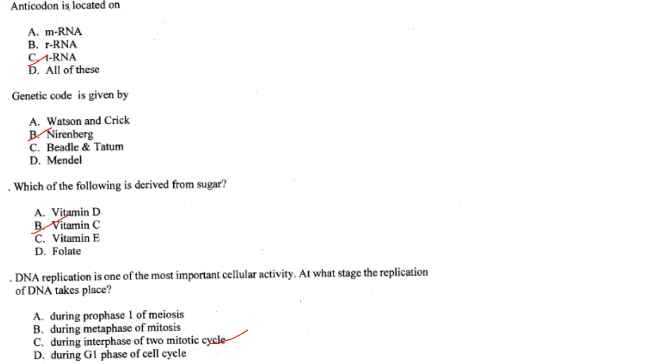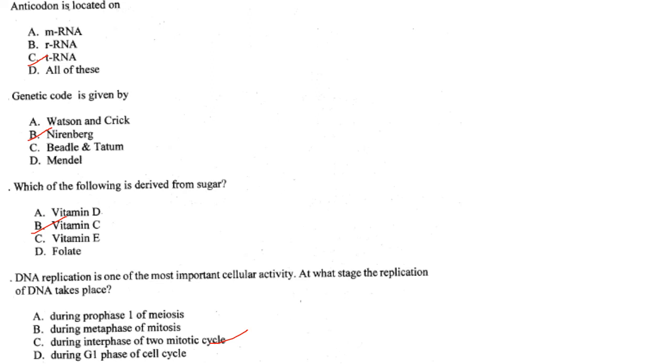Answer is option B. Which of the following is derived from sugar? So from sugar, vitamin C is derived, because most animals can synthesize vitamin C from glucose in the liver. So which of the following is derived from sugar is vitamin C.